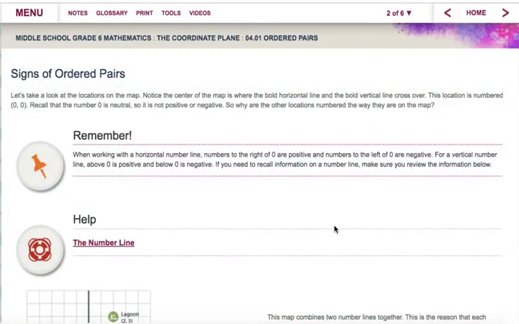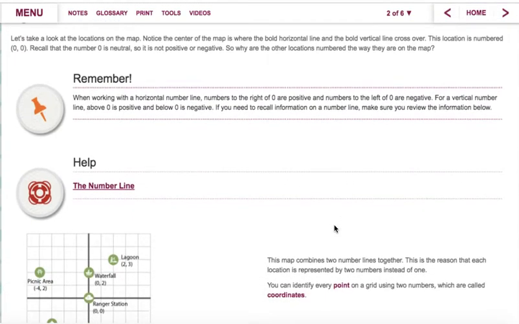Signs of ordered pairs. Let's take a look at the locations on the map. Notice the center of the map is where the bold horizontal line and the bold vertical line cross over. This location is numbered the ordered pair (0, 0). Recall that the number 0 is neutral, so it is not positive or negative. So why are other locations numbered the way that they are on the map?